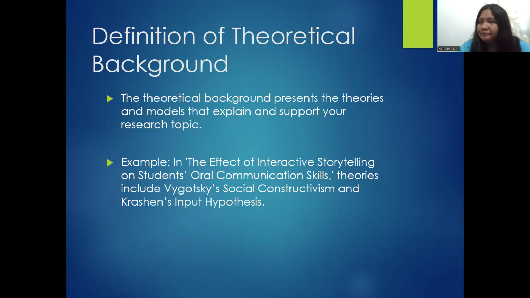For example, if your study is on the effect of interactive storytelling on students' oral communication skills, you may anchor it on Vygotsky's social constructivist theory, which is learning through interaction. And you can also anchor it on Krashen's input hypothesis, which is language acquisition through meaningful input. These theories that I mentioned explain how storytelling and communication tasks promote language learning.